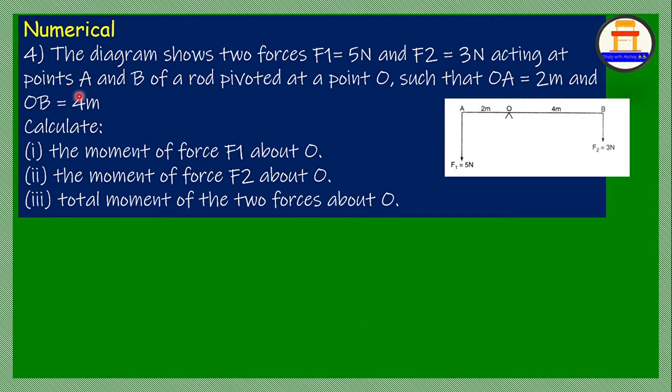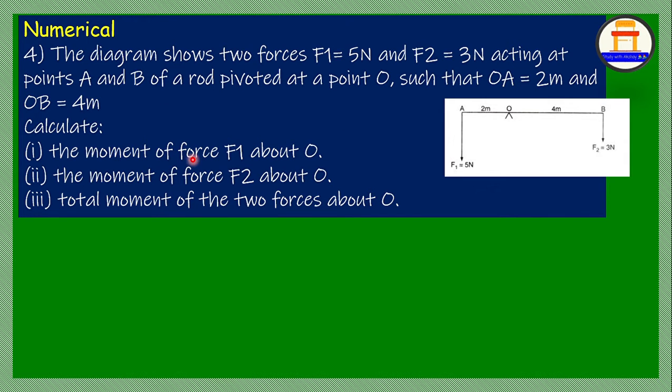With the fourth question, the diagram shows two forces, F1 5 Newton and F2 3 Newton, acting at point A and B of the rod pivoted at a point O, such that OA is 2 meters and OB equals 4 meters. So now, what are we supposed to basically find? So what have they given? As I have always told, you have to write what is given first, so it will be easy for us to find.